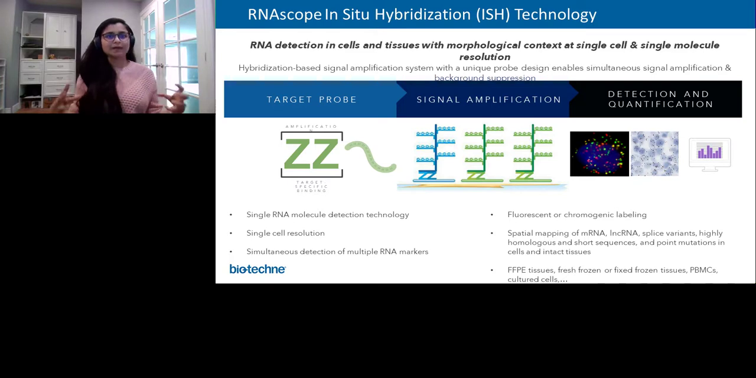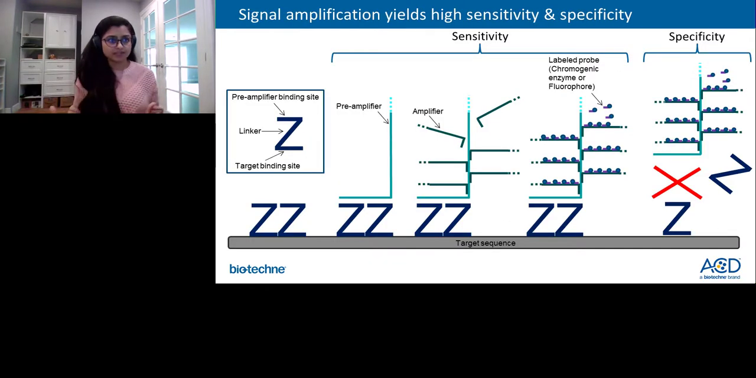So this assay can be applied to a wide variety of target types, which include mRNAs, long non-coding RNAs, splice variants, homologous sequences, short targets, point mutations, and so on. Additionally, our assay is flexible and can be made applicable to FFPE tissues, fresh and fixed frozen tissues, cultured cells, and PBMCs. Next, I want to talk to you about the 2 key features of our technology, which are the probe design and the signal amplification system.